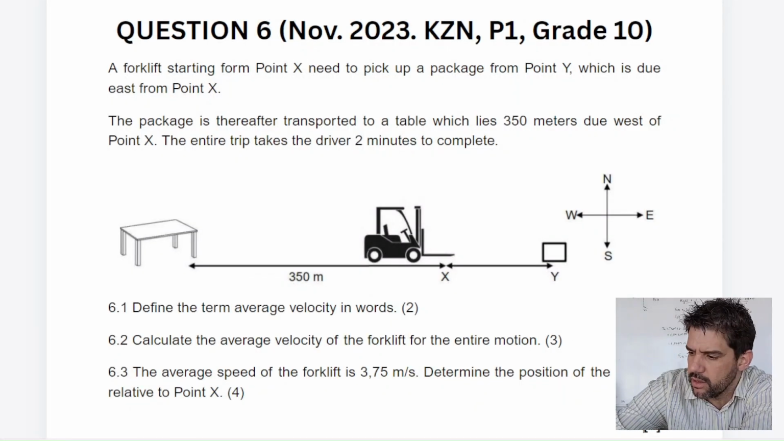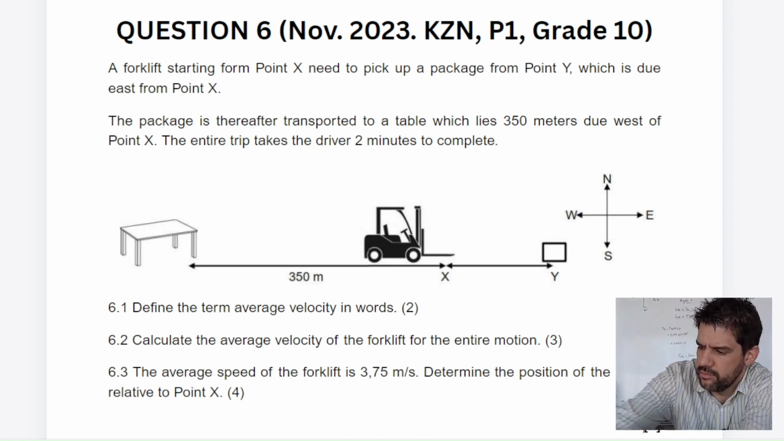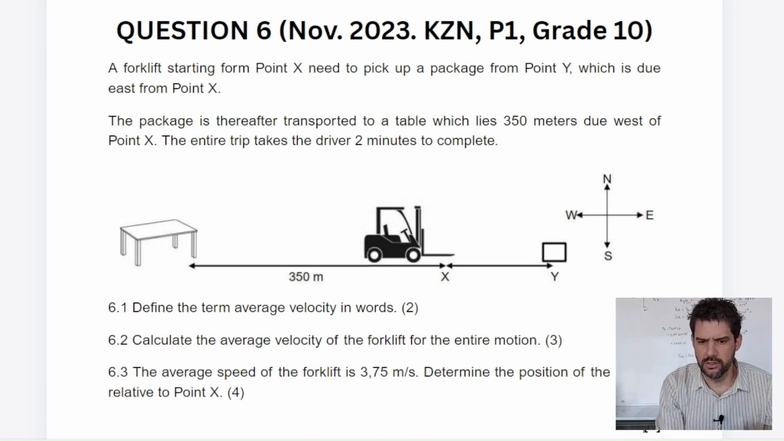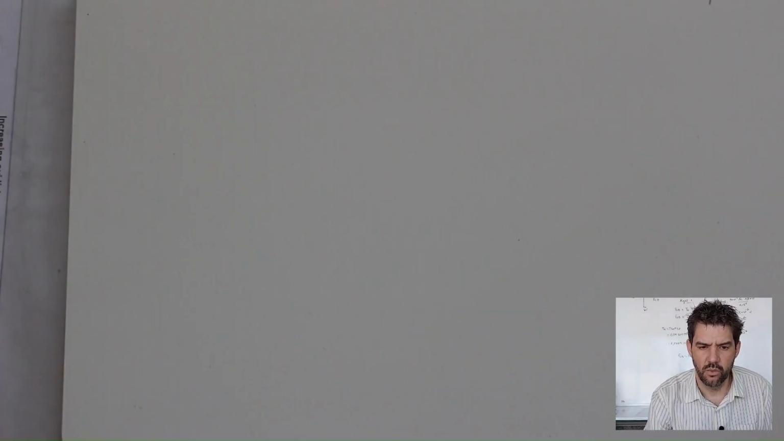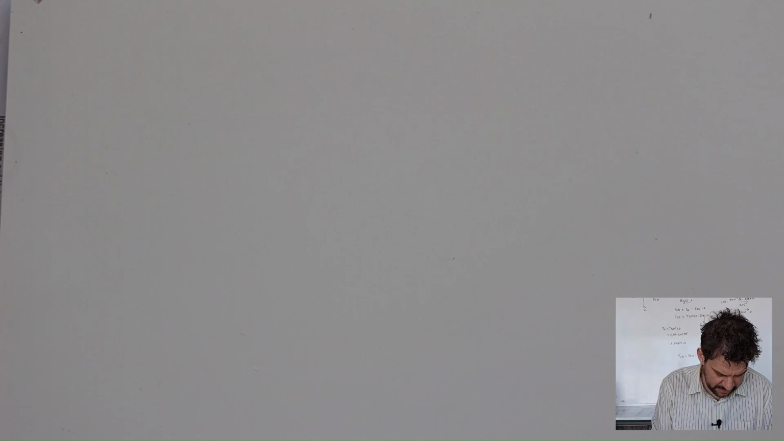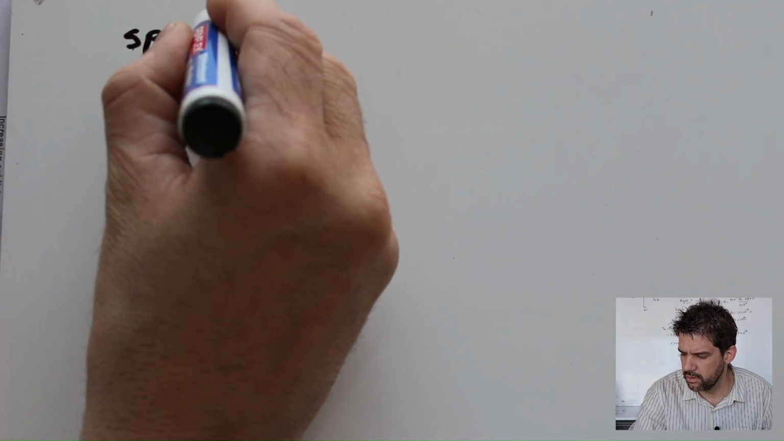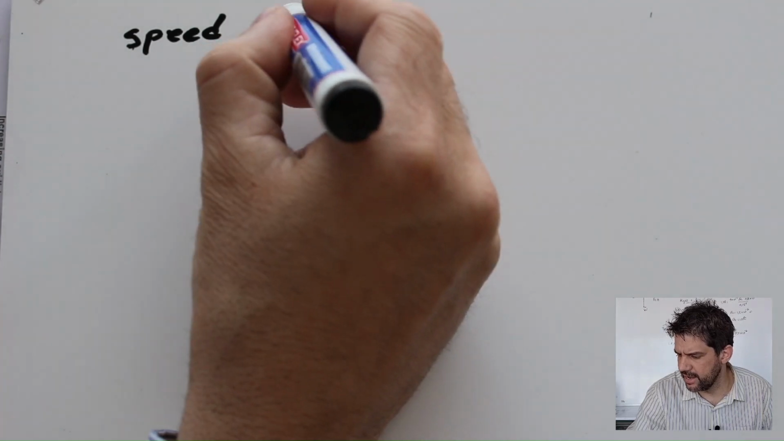Let me just set up here for the next part. There we go. So for the next part of this question, it says calculate the average speed of the forklift. We already have it. The average speed of the forklift is 3,75 meters per second. We can maybe come back here and write that one is the speed now. The average speed, which is a scalar quantity. So speed here, speed is a scalar.